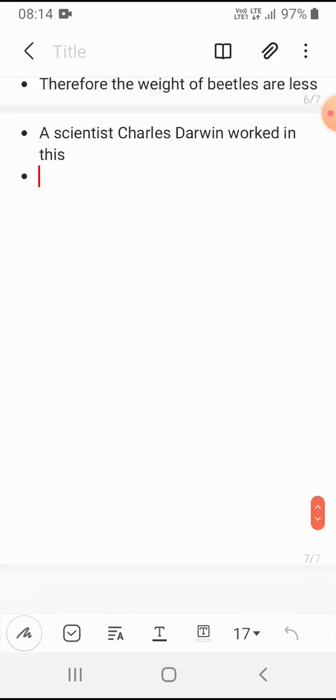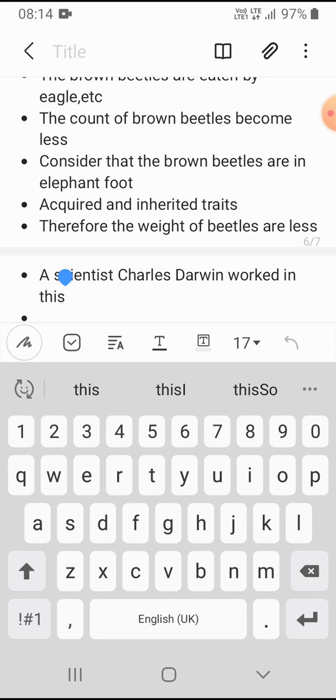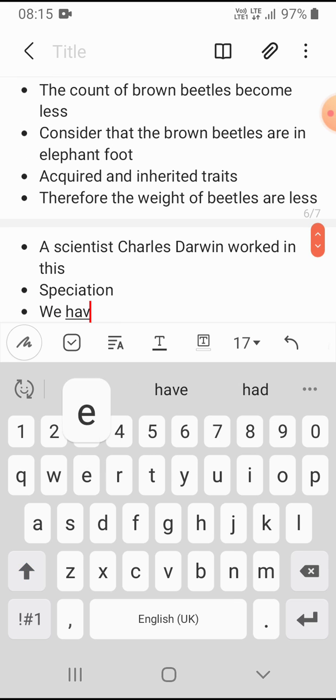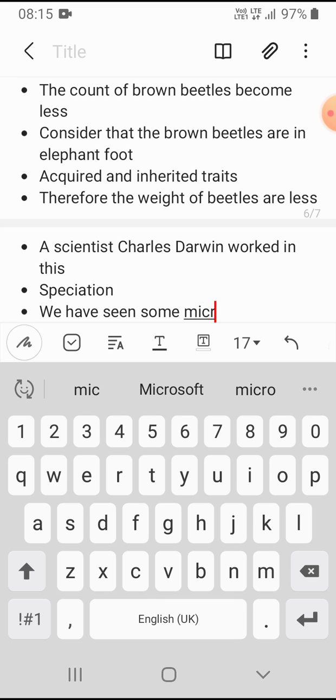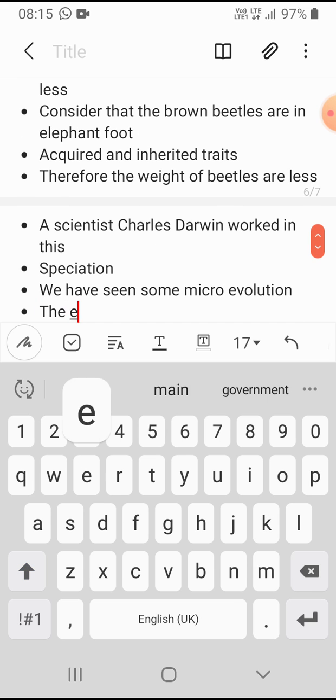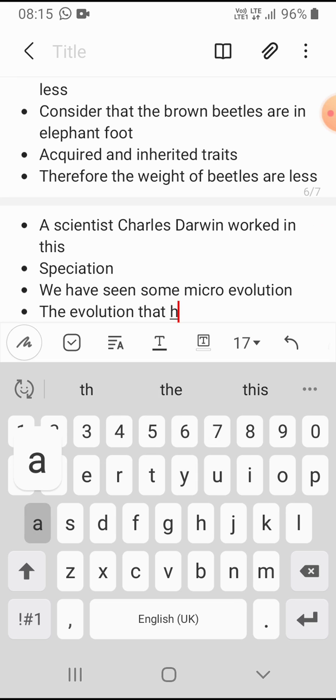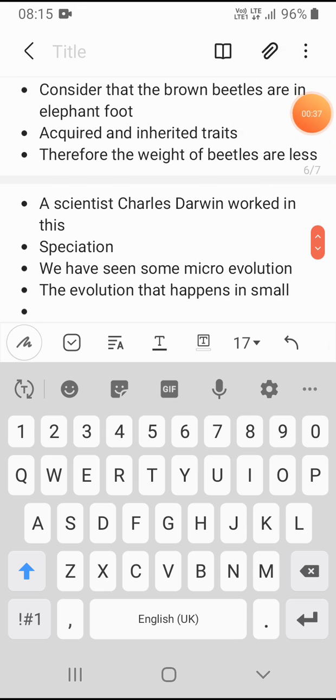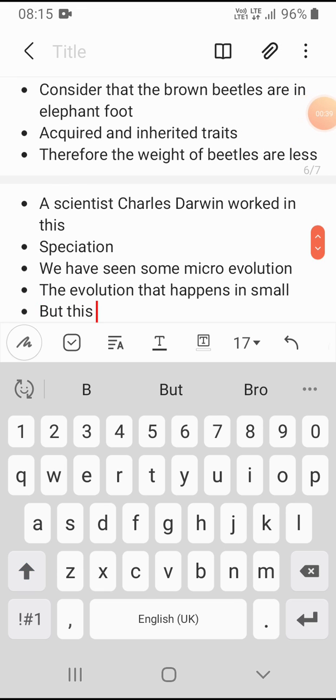So next topic is speciation. So we have seen some microevolution, the evolution that we can't see, evolution that happens in small amounts, but this cannot be explained.